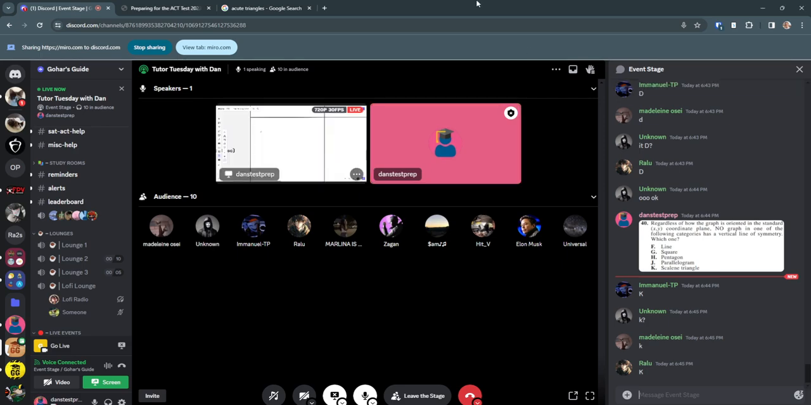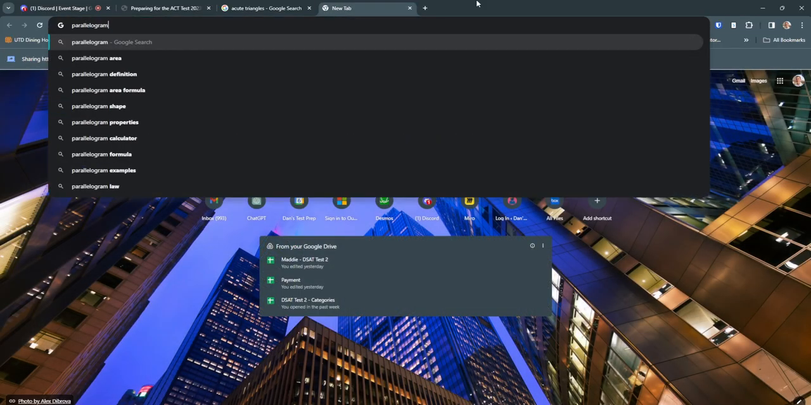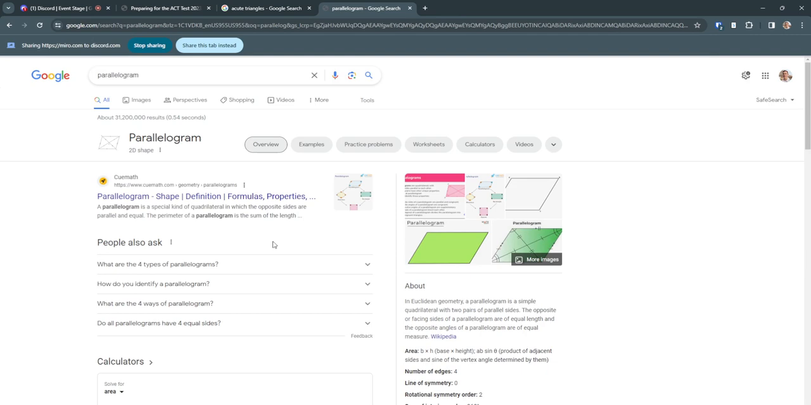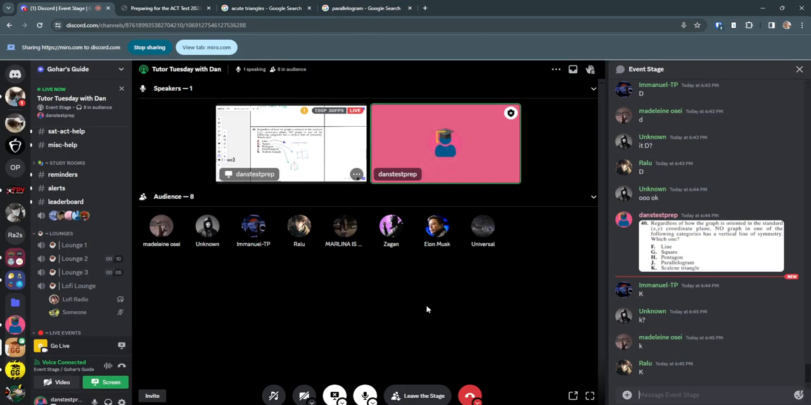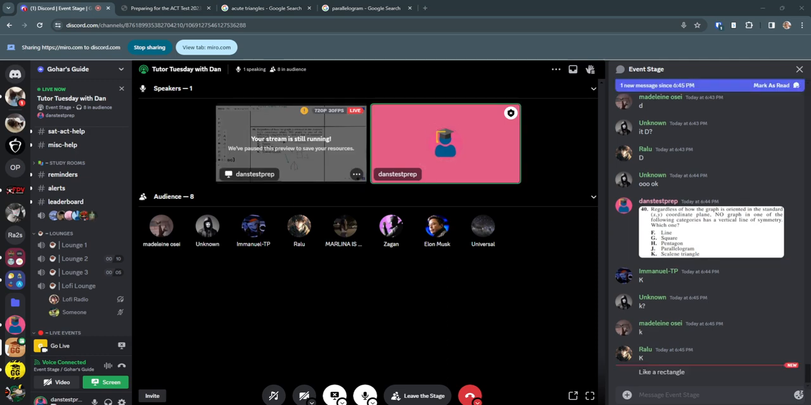Parallelogram. Okay, so what is a parallelogram? That is probably the most difficult one to rule out. But a parallelogram is a quadrilateral in which the opposite sides are parallel and equal. So a rectangle is a type of parallelogram, right? We can draw a parallelogram that looks like this. It doesn't necessarily have to be slanted, although it can be. Rectangle is a type of parallelogram so that we could rule out as well.